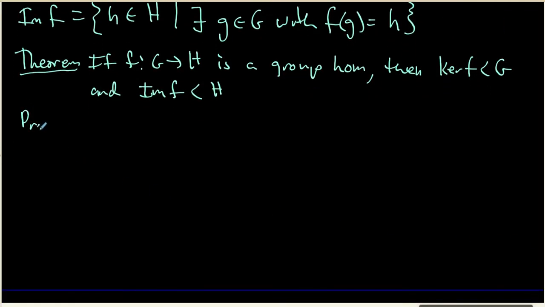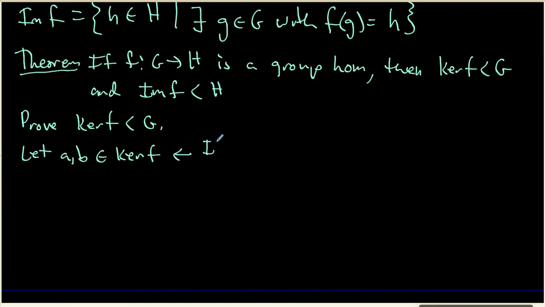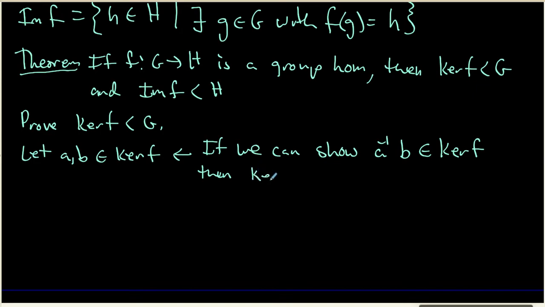So we're going to start with trying to prove that the kernel is a subgroup of G. And we're going to use the subgroup criterion. What that means is we're going to let two elements, a and b, be inside the kernel of f. And I simply want to remind myself that if we can show that the inverse of the first one times the second one belongs to the set kernel of f, then we know that the kernel is indeed going to be a subgroup by the subgroup criterion theorem.